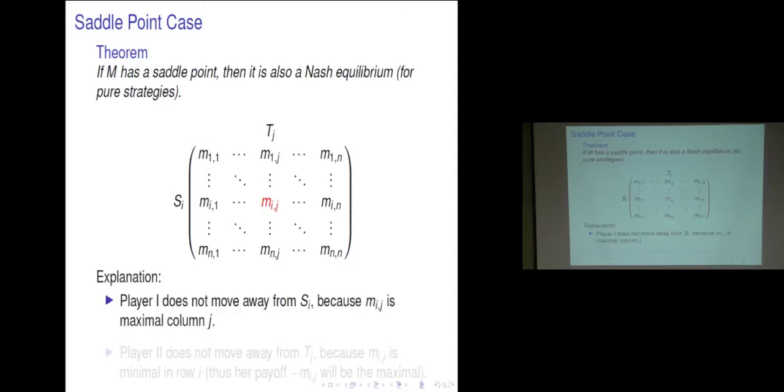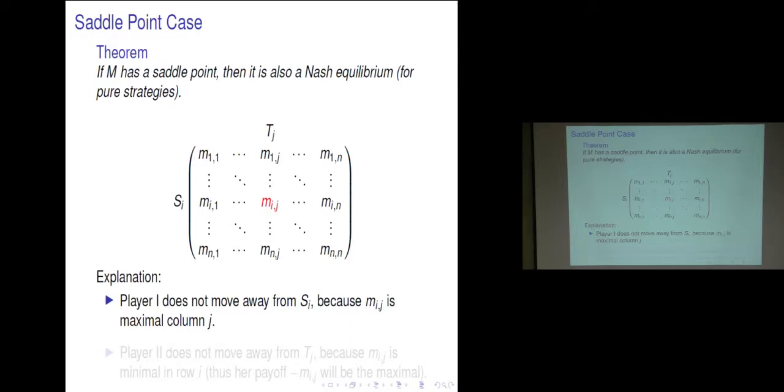The reason is, I'm repeating myself, I said this in a special case at the beginning of the lecture. Let's look at it again. Does player one have an incentive to move away from this point? Player one will choose rows, remember? Because this entry is a maximum in this column, if he moves away to a different column, he moves away from the maximum, so he loses money.